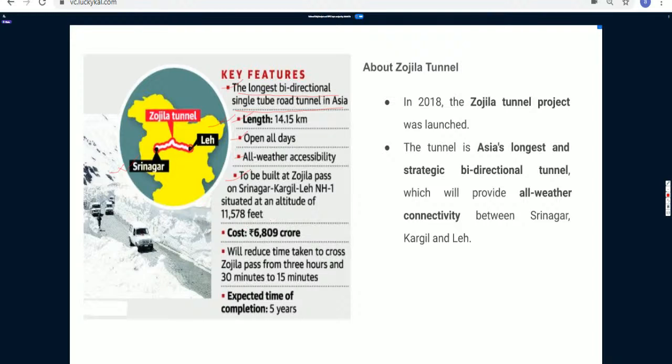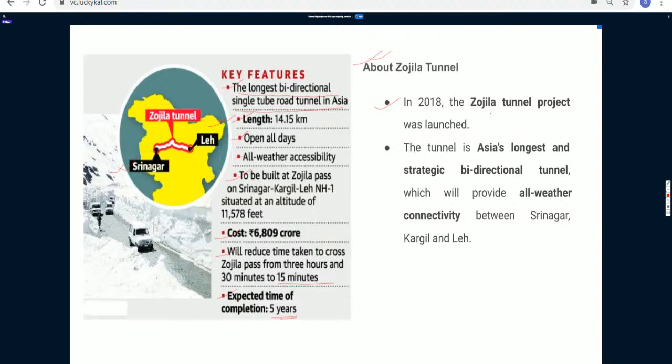11,578 feet. This is the cost that will be incurred, and it will reduce the time taken to cross the Zojila Pass from 3 hours and 30 minutes to 15 minutes. So earlier it used to take 3 hours and 30 minutes. Now after this Zojila tunnel is built, we will only require 15 minutes. The expected time for the completion of the project is 5 years. So this is all about the Zojila tunnel.